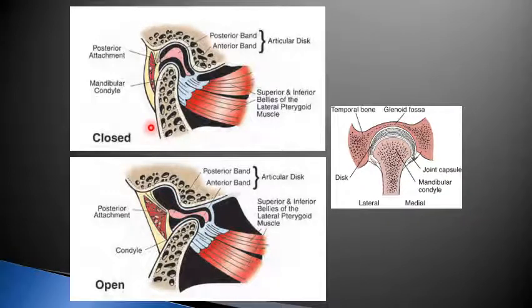Your articular disc is attached to a certain amount of fibers which is called the posterior attachment. We will be covering this next, and from the front it is attached to a part of your lateral pterygoid muscle. Now these two pictures are when you are seeing a person from the side, this is your lateral view, and this is your frontal view, the PA view. That means you are seeing the patient from the front.